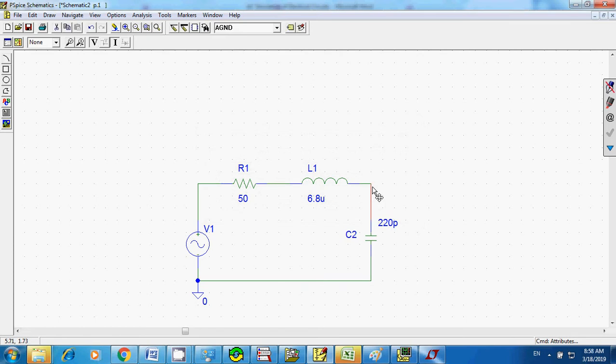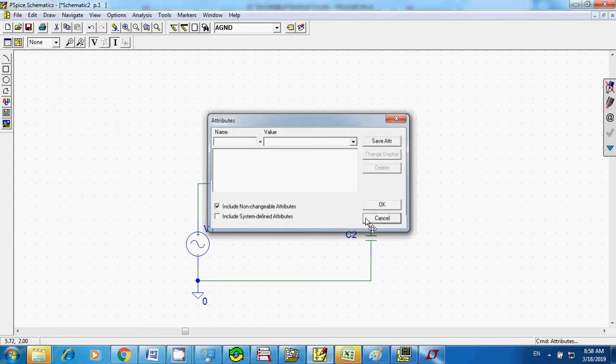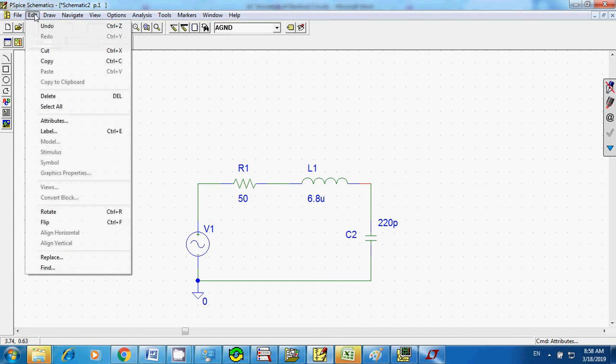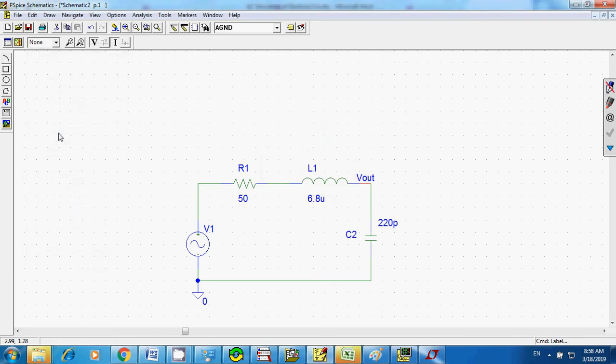And then as a reference, let's label this one as V out. I have a problem with this one. Edit, let's see, Attribute. Somehow my mouse doesn't work very well. Alright, sorry. Working on the label. Okay, just V out. Here we go.